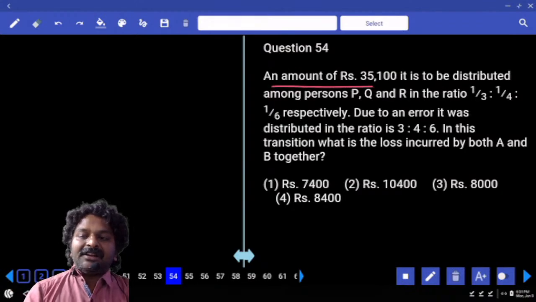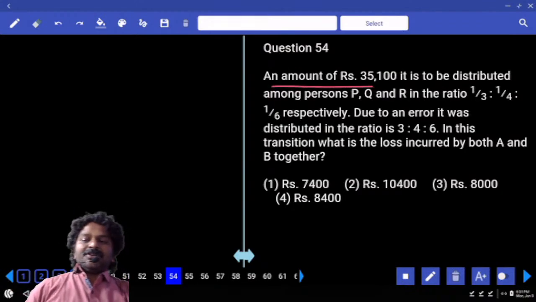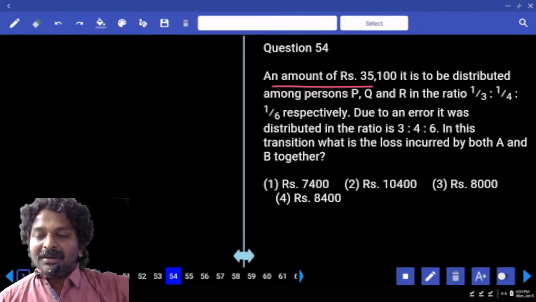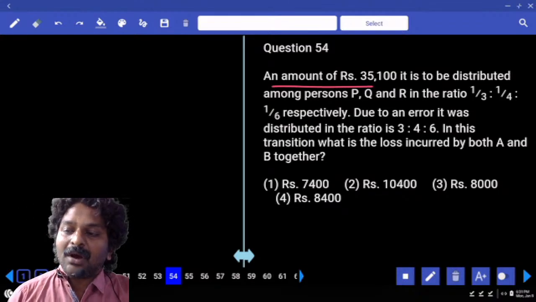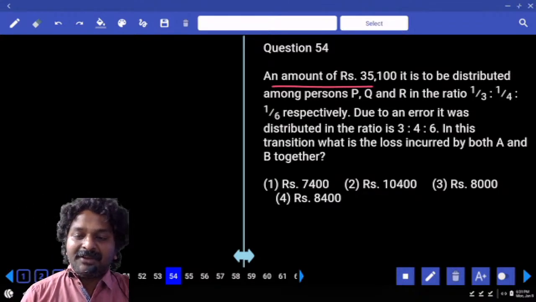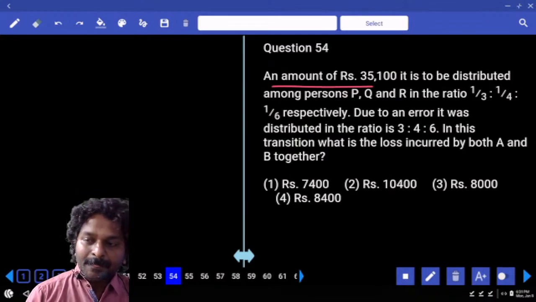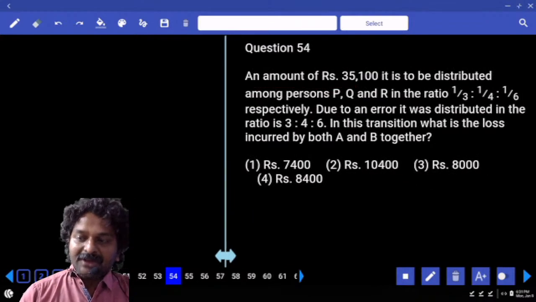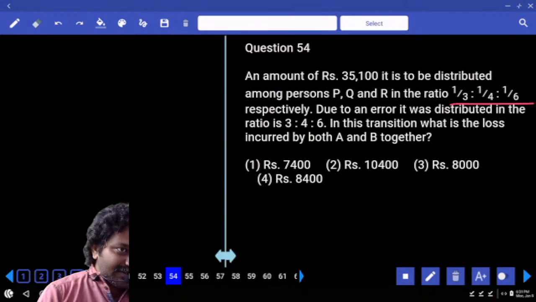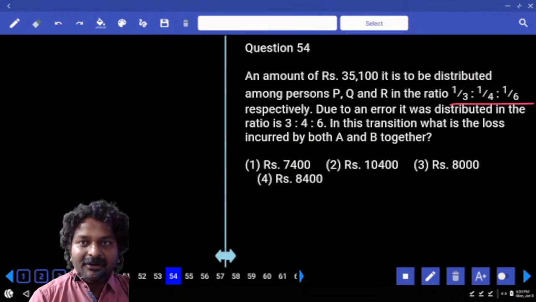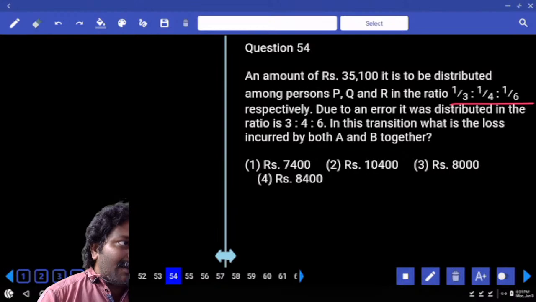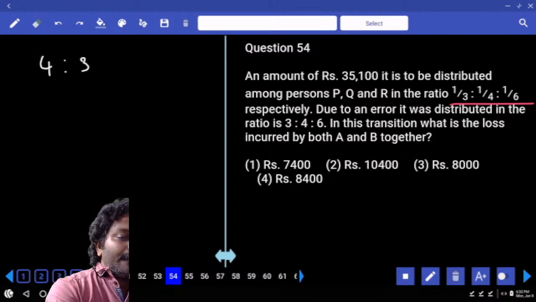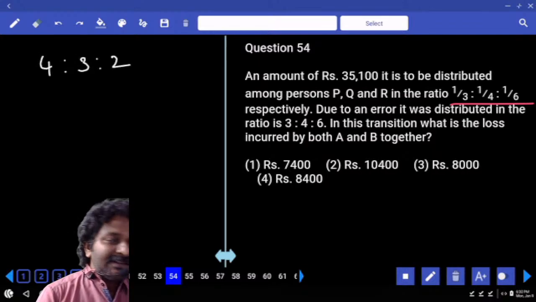An amount of 35,100 is to be distributed among persons P, Q, R in the ratio 1 by 3, 1 by 4, 1 by 6 respectively. So here the ratio is mentioned in terms of fractions. To eliminate fractions, we'll have to multiply with the LCM of the denominators, which is 12. If you multiply it, you get 4:3:2. That is the initial ratio.